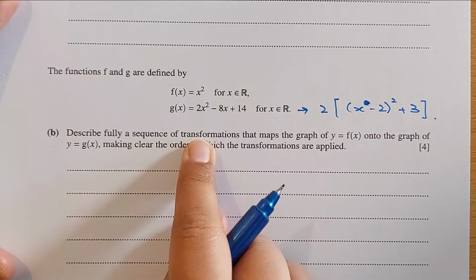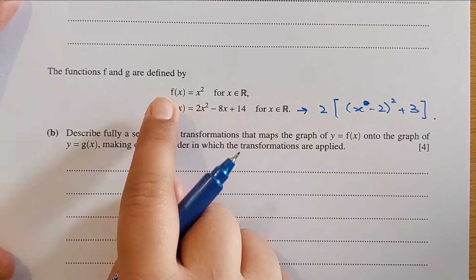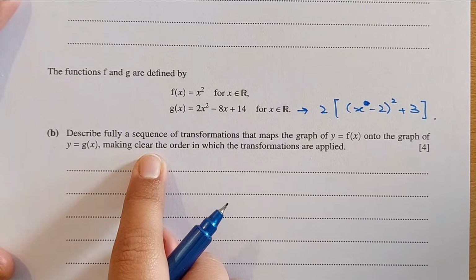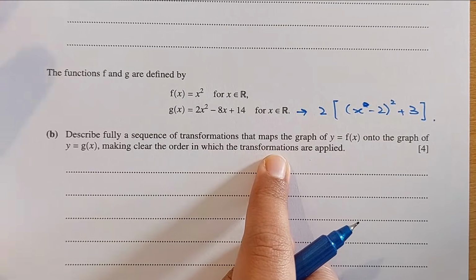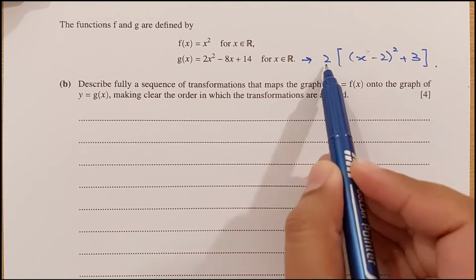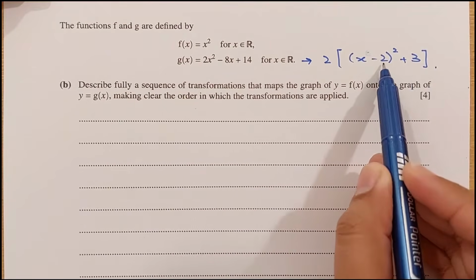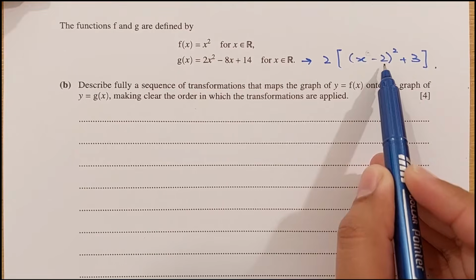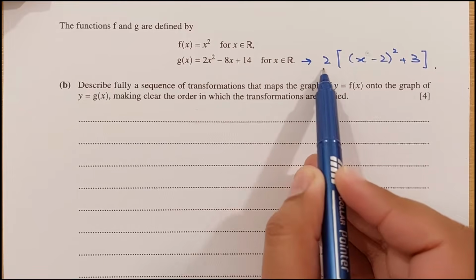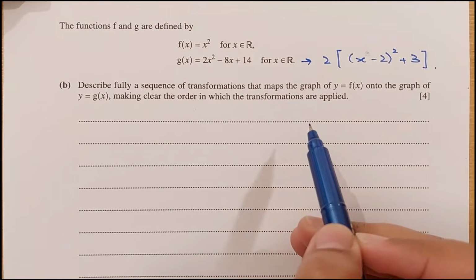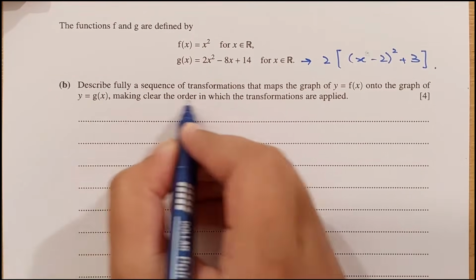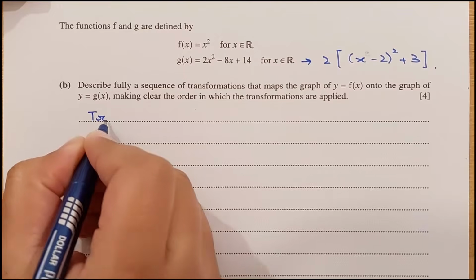Describe fully a sequence of transformations that map the graph of y equals f of x onto the graph of y equals g of x, making clear the order in which the transformations are applied, right? So here we can see that this is the base function and this is a transformed function. So we have a horizontal translation of 2 units and a vertical translation of 3 units. And we have a stretch in y direction by a factor of 2, right? So we have to write down in order. So first we have a translation.